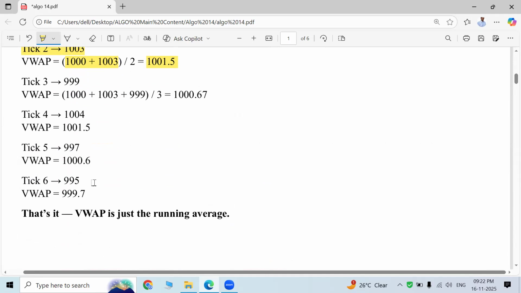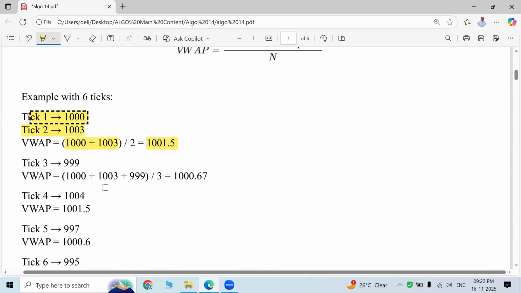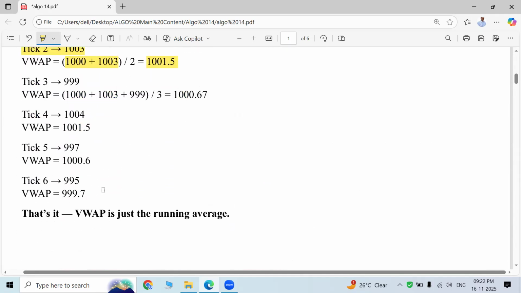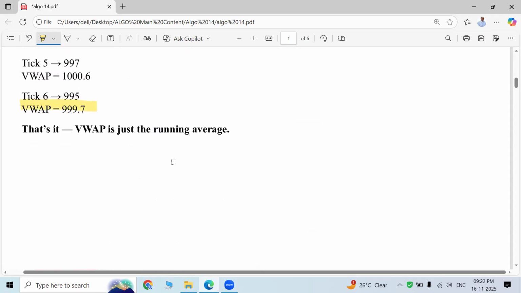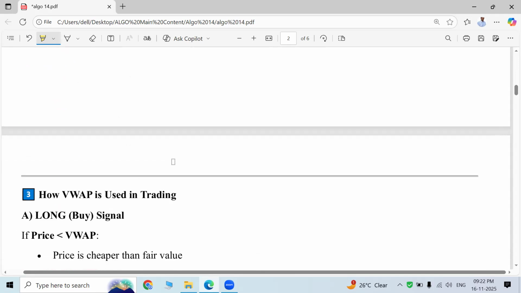So that's why we are going to add all these values and divide by the number of readings, and that comes out to be the exact VWAP after 6 ticks. In this, the volume is considered as only 1. For each price, the volume is 1. Okay, once we do that, we get the VWAP.